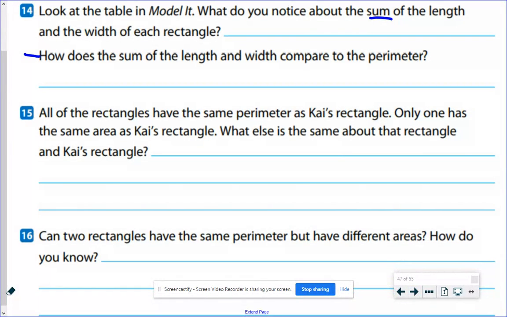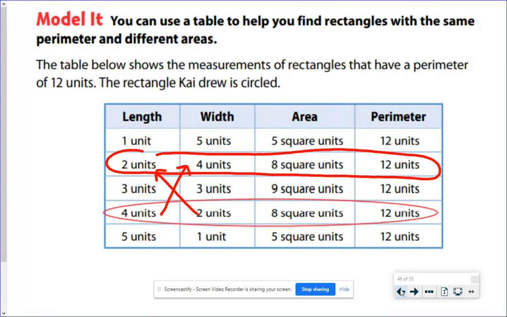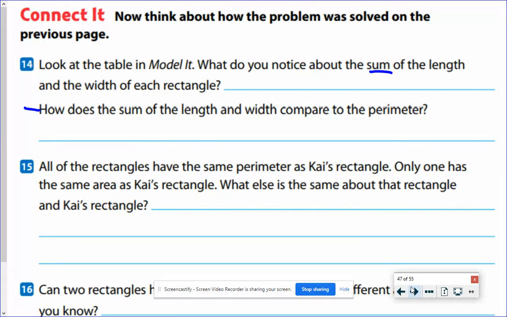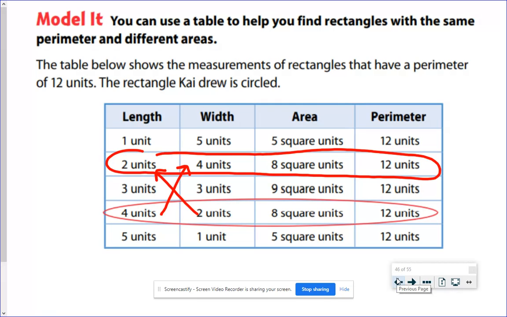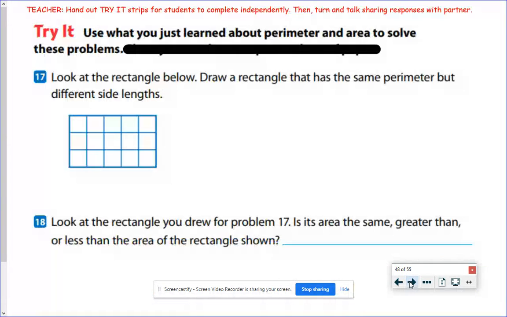And then question 16, we talked about, can two rectangles have the same perimeter but have different areas? Hopefully we've made that observation by looking at these different rectangles. Yes, they can have the same perimeter and different areas, because the measurements of the sides can change. But if your total is staying the same, then that will be the same perimeter in the end. Meanwhile, the area, the amount of space inside, is going to change.